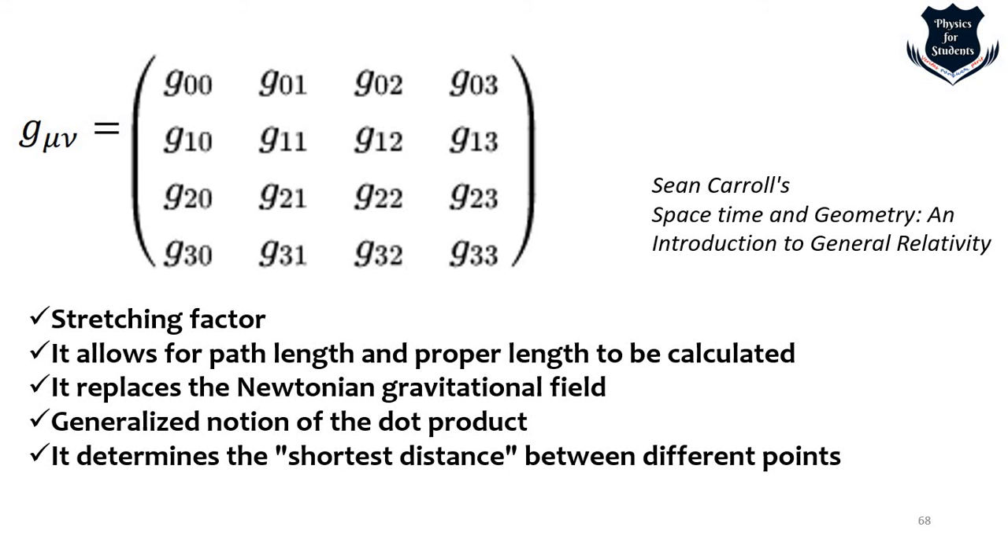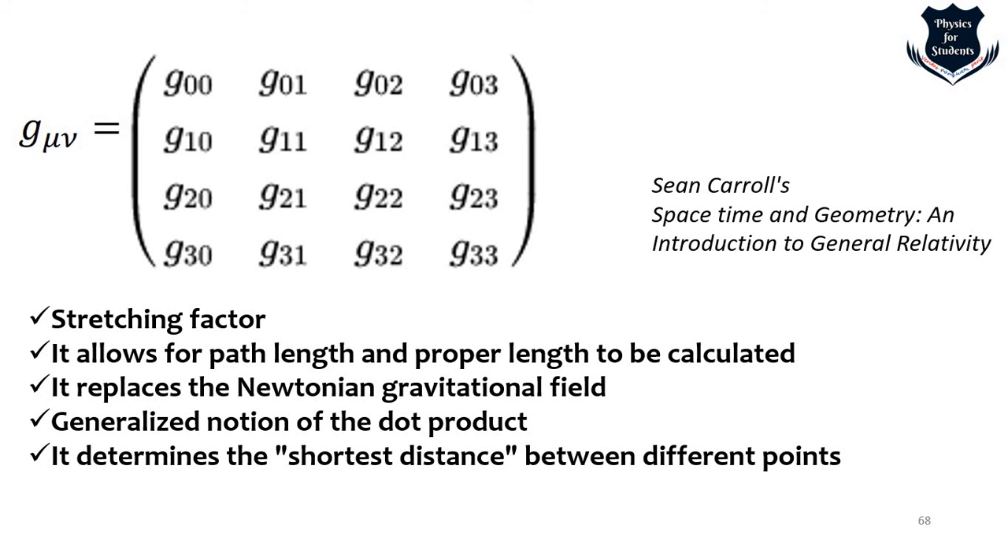It contains the stretching factor. It allows the path length to proper length to be calculated. It replaces the Newtonian gravitational field, which we have seen. It generalizes the notion of the dot product. This one again requires a mathematical thing. It determines the shortest distance between different points. So actually that clears it up. So if you want to have a note, this is overall the physical meaning of the metric tensor.